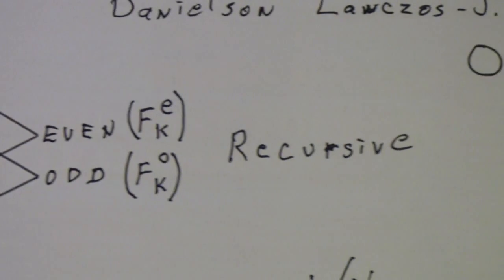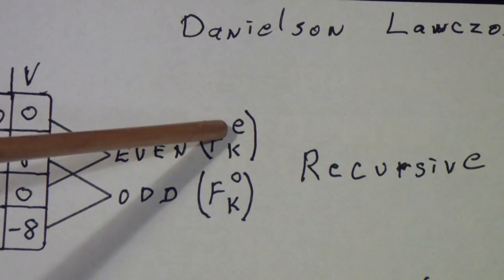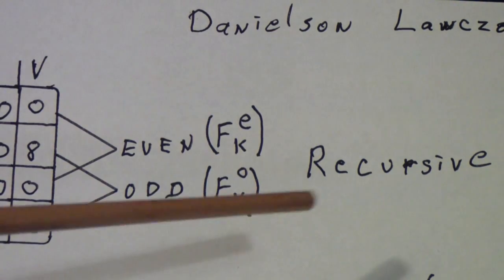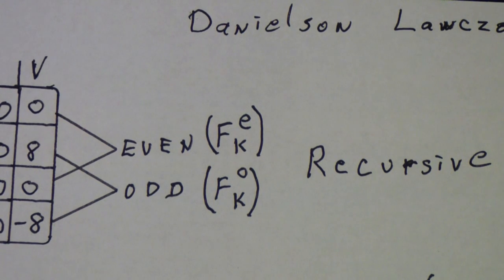But the interesting thing is, this process is recursive. In other words, you can then split these into evens and odds, and these into evens and odds, and continue doing that until you're down to just one function. And that was the insight that Danielson and Lanczos first published in 1942.